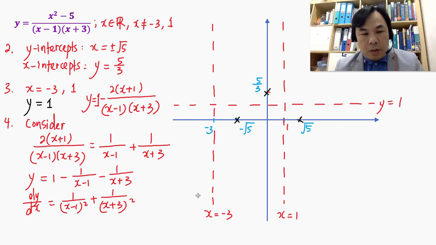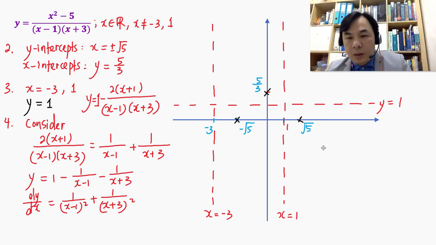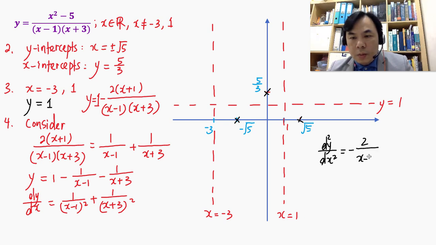Let me see. Yes, a negative there. Oh yeah, there is no inflection points also. All right. I think there's no inflection point. Did I get it right? If I were to get the second derivative, okay, I'm going to rewrite this just to check properly. So my second derivative, that will be negative 2 over (x minus 1) cubed minus 2 over (x plus 3) cubed. All right.